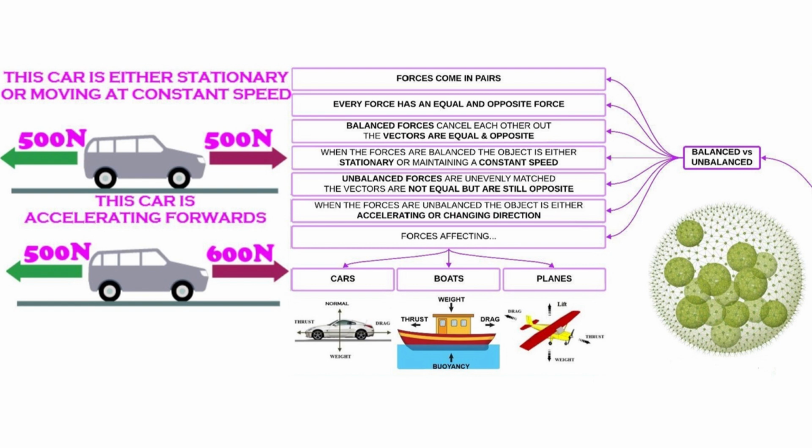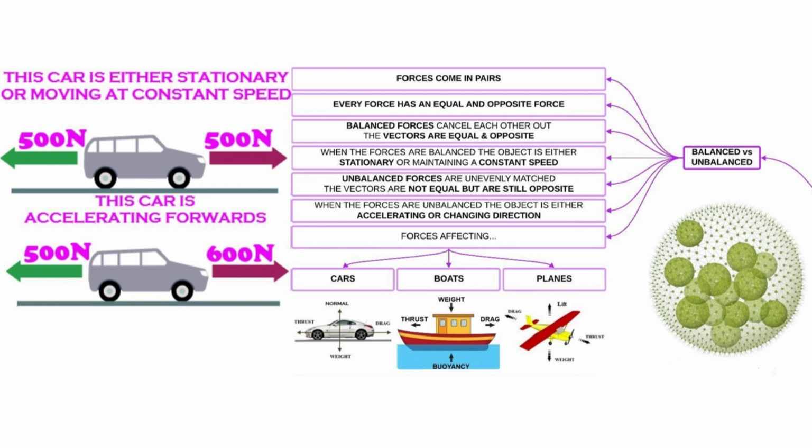For a boat, buoyancy is pushing up, weight is pushing down, drag is pulling it backwards, and thrust is pushing it forwards. For a plane, we've got lift pushing it upwards, weight pulling it down, thrust pushing it forward, and drag pulling it backwards.